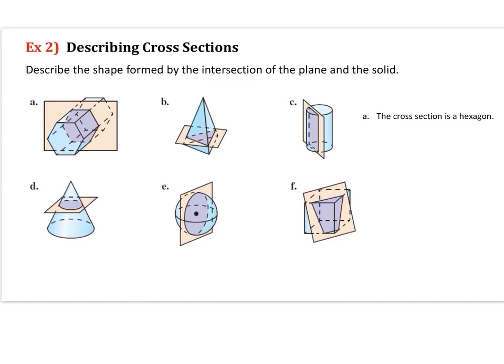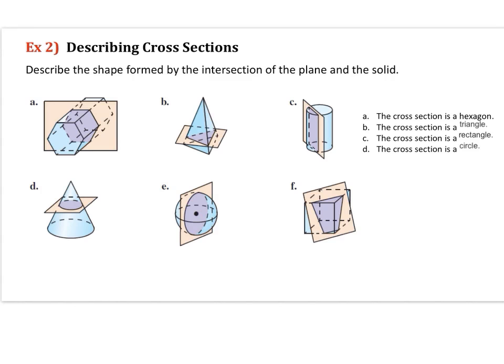All right, next we have a pyramid, and it looks like the base is the shape of a triangle, and the cross-section is going horizontal through the pyramid, so the cross-section would be triangular. Then next we have a cylinder with a vertical plane passing through, creating a cross-section that looks rectangular. And for D, we have a cone being intersected by a plane, so our cross-section looks circular.